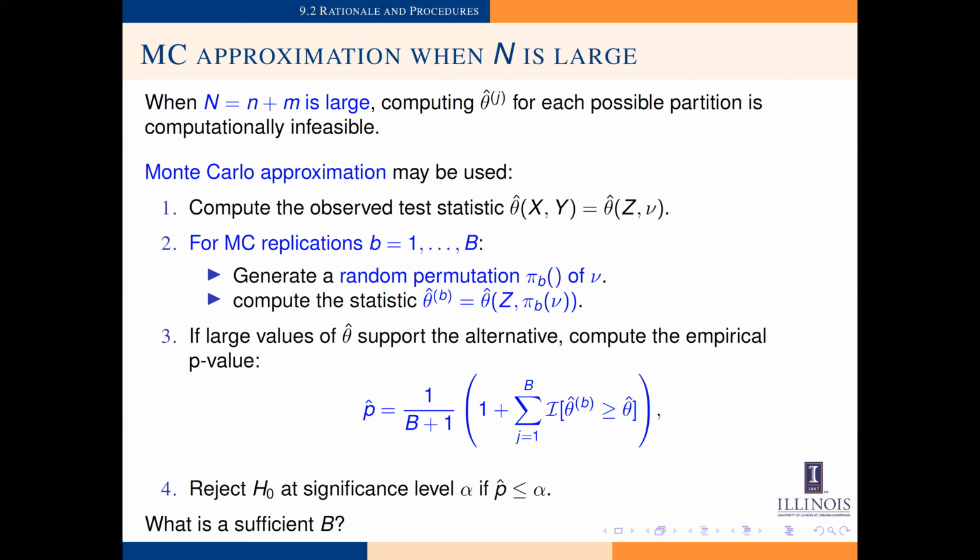And then we will reject the null hypothesis at the significance level alpha if p hat is less than or equal to alpha. One question you might ask is, what is a sufficient B? So how many Monte Carlo replications do I need to do a permutation test? The textbook has recommended a B that's larger than or equal to 99 and less than or equal to 999. So I think these numbers 99 and 999 are chosen so that the denominator B plus 1 will be something that looks like 100 or 1000.